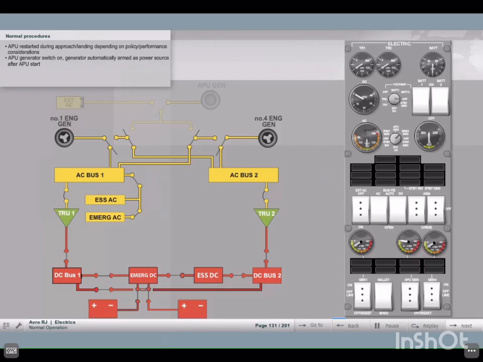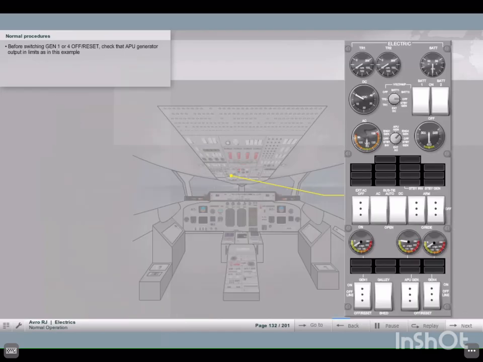The APU will be restarted during approach or after landing, depending on your airline policy and performance considerations. As the APU generator control switch is on, the APU generator is automatically established as reserve power source in the electrical system after APU start. Before we switch any engine generator off, we have to make sure that the APU generator output is correct. As you can see, the output is correct.